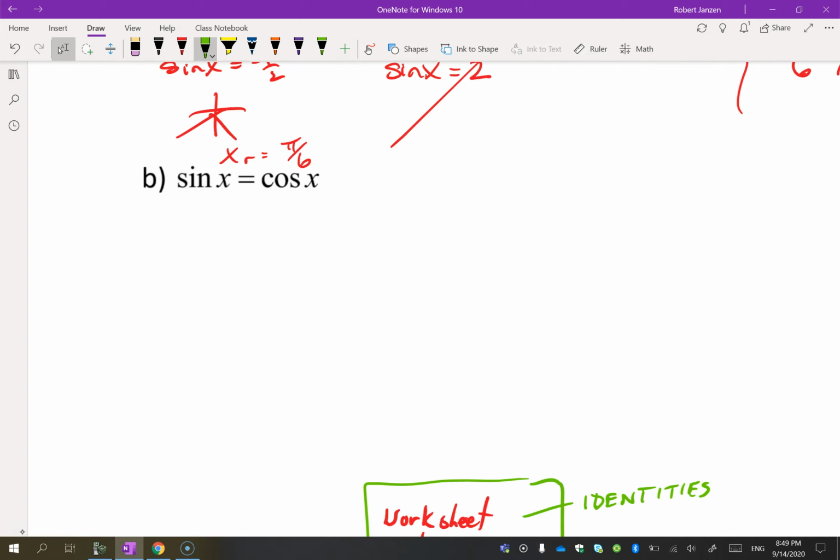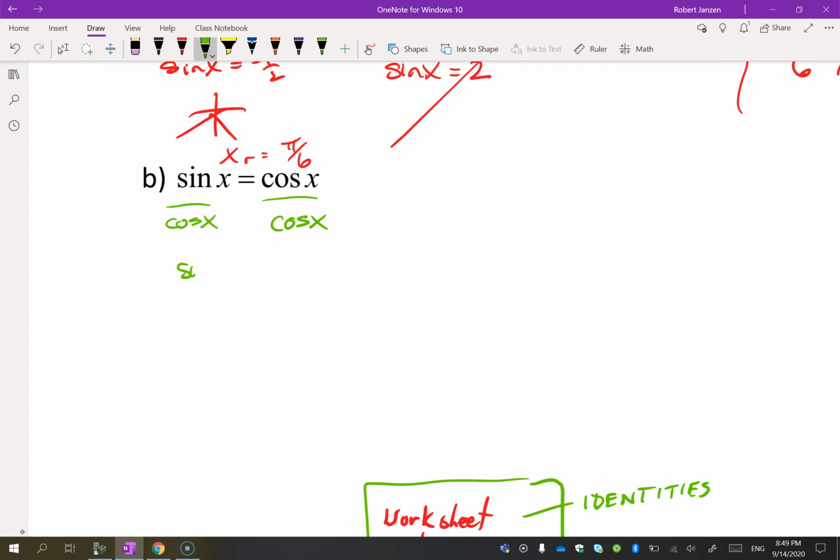Last one, I'm going to show this one to you only because if I don't show it to you, you'll never know what to do in this case. I mean, you could guess and check, where is sine equal to cosine? You know that's at pi by 4. At pi by 4, sine and cos are equal. But if I want to solve this algebraically, what I'm going to do is divide both sides by cosine.